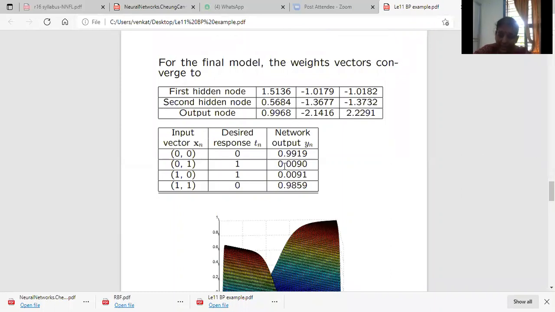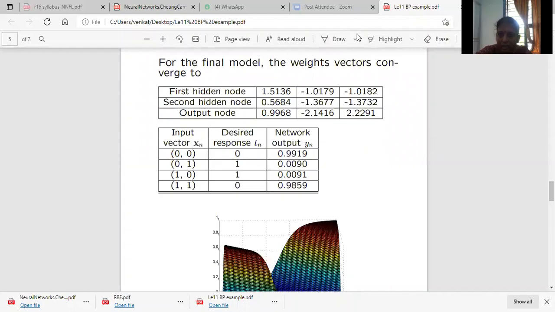Your desired output is 0, 1, 1, 0. But here you can observe it is 0.99, 0.009, 0.009, 0.98. Just the reverse. So you need to train the same network multiple times in order to achieve the desired response. The error should be backpropagated. I have shown you in the last class. Let me show you again.